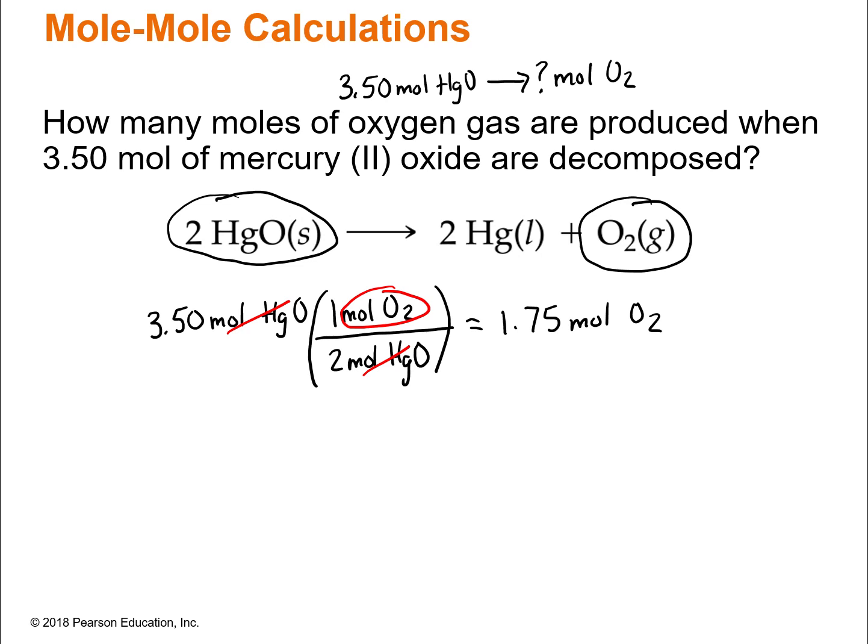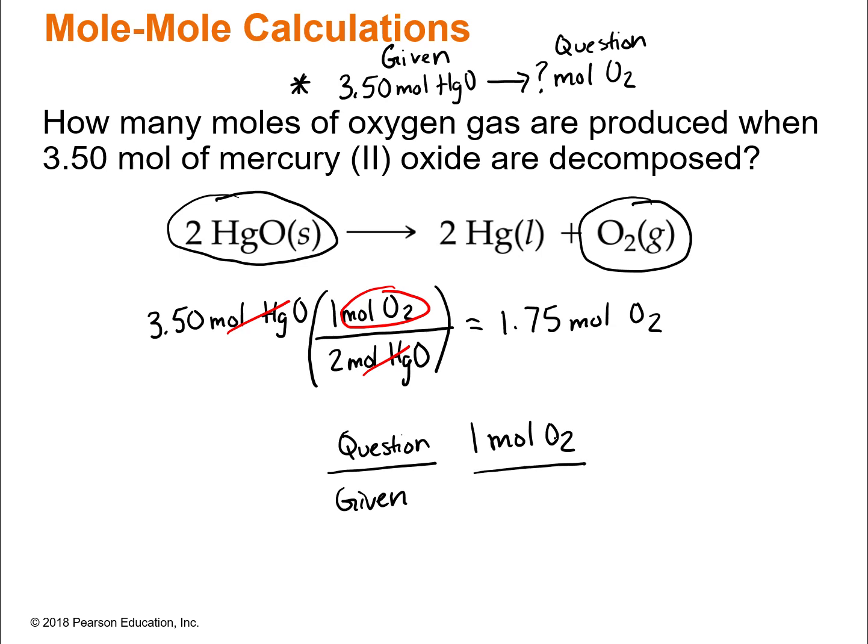One thing that may be helpful to you when you're setting up these problems is to write out your plan like I do, where you have your given information and your question. The form of your mole ratio is always going to be whatever your question is over your given. So the question has to do with moles of oxygen gas, so you're going to take the moles of oxygen gas from the equation. The given was moles of mercury 2 oxide, so you're going to take your moles from your equation.